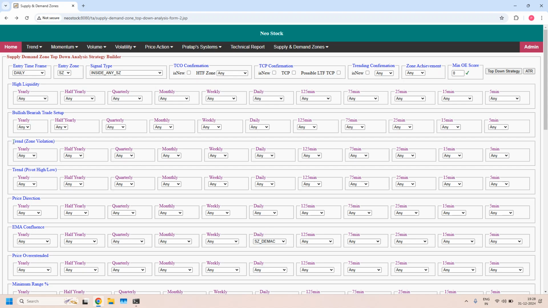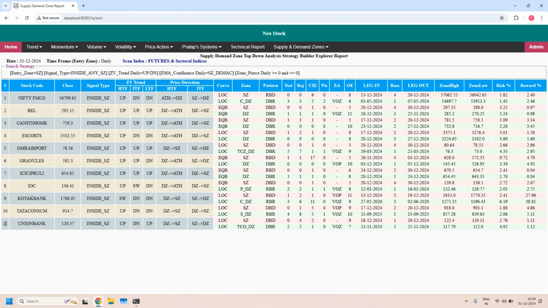And also the trend should not be sideways on daily time frame, so I am selecting up or down trend. Now let's filter. Now the list has come down to 11 stocks. These 11 daily supply zones are having daily EMA confluence, and also current price closed inside these 11 daily supply zones.